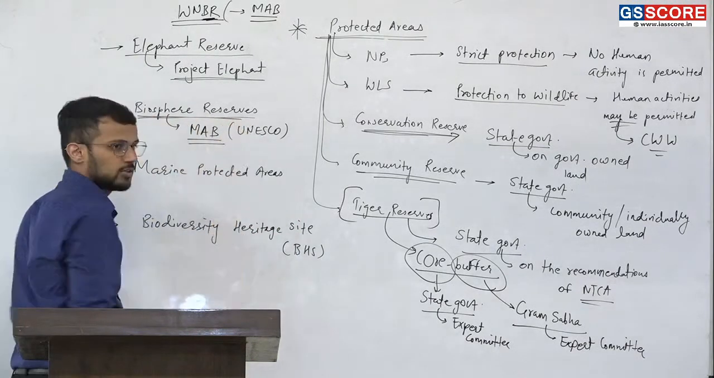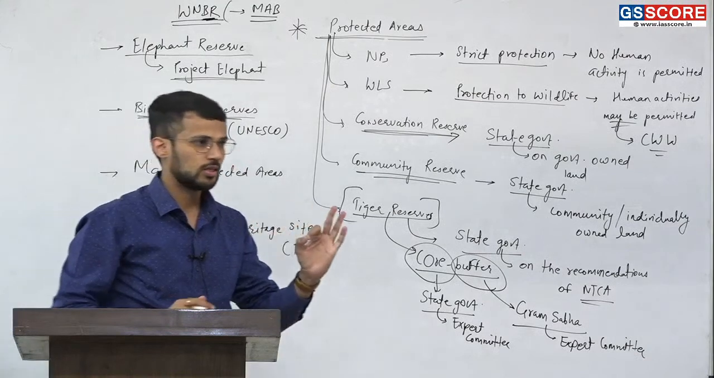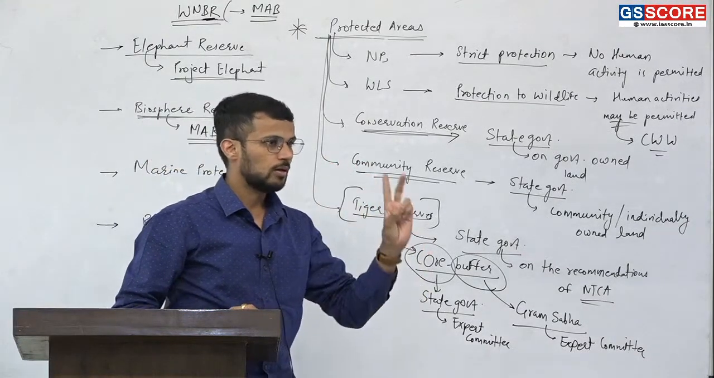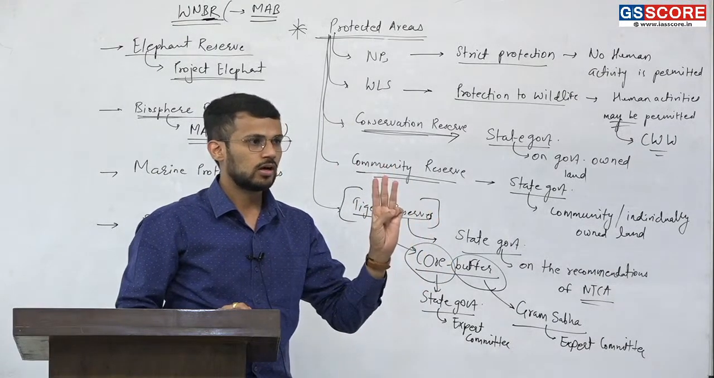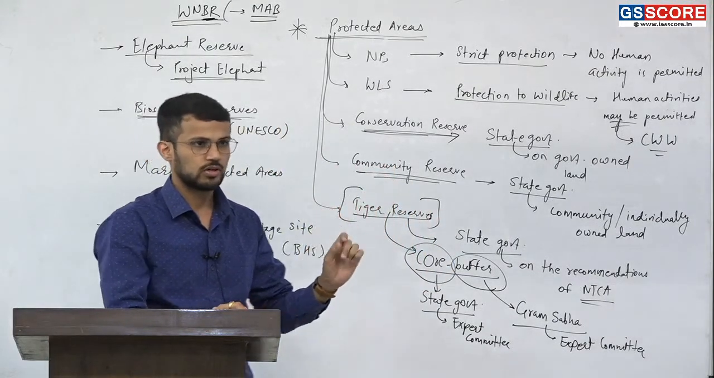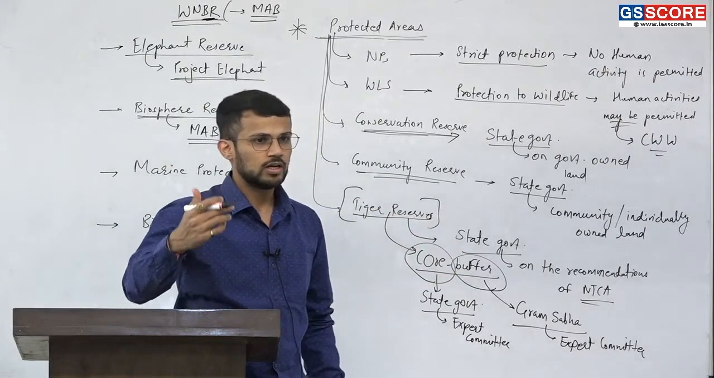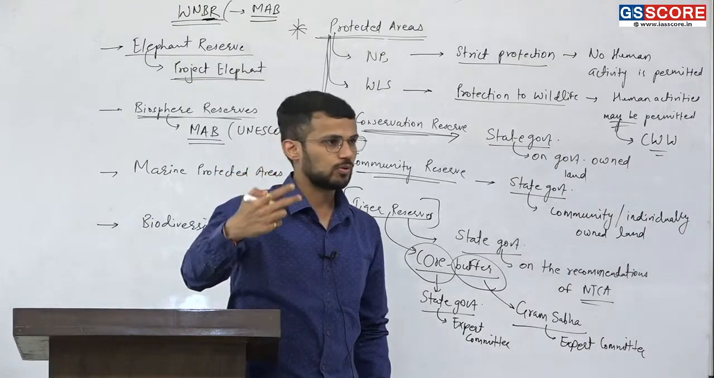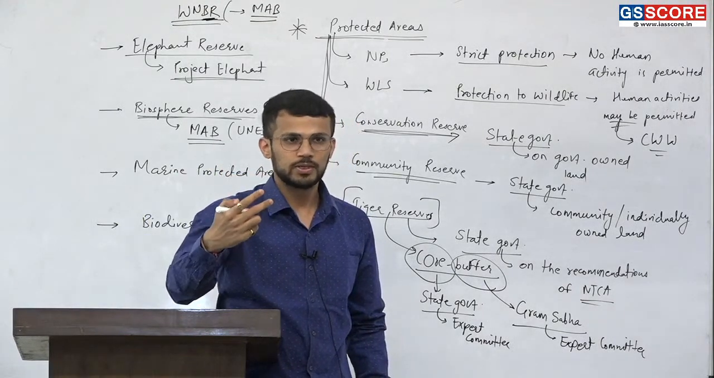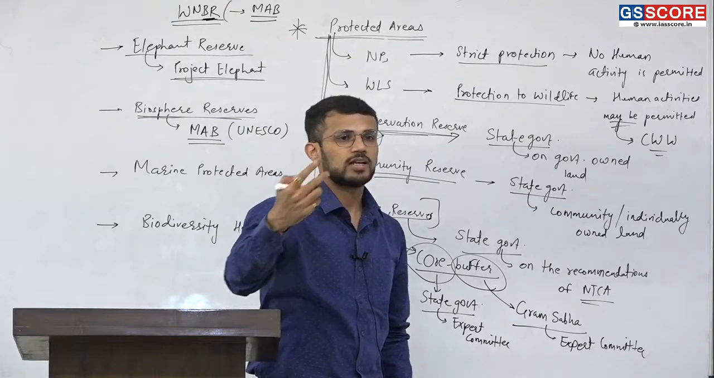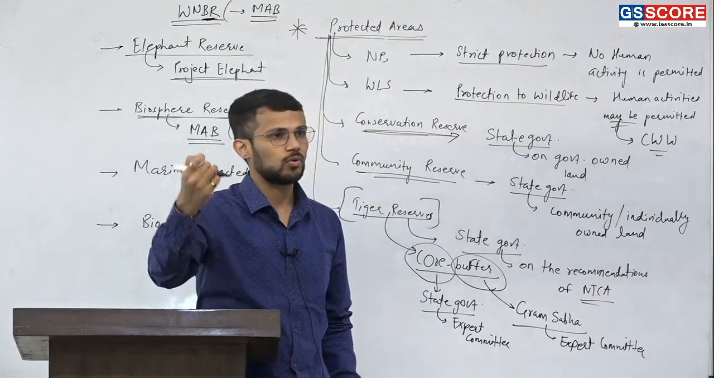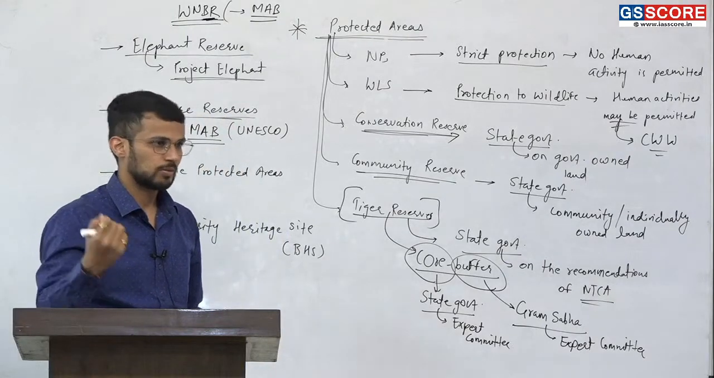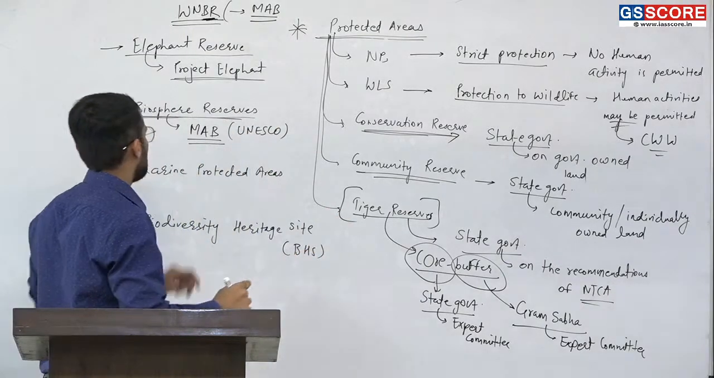And again, in biosphere reserves also, we have three zones: core zone, buffer zone, and transitional zone. The core zone is a no-go zone. It is meant for protection of that particular wildlife. Then in the buffer zone, certain activities will be permitted, and it acts as a kind of shock absorber for the core zone. And then in the transitional zone, most of the activities will be permitted. Fine, so that is biosphere reserves.